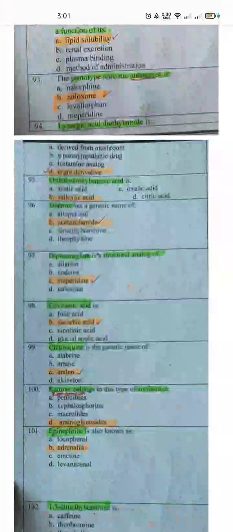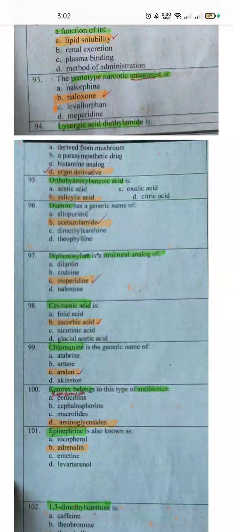Number 102. 1,3-dimethylxanthine is your theophylline. Your caffeine is 1,3,7-trimethylxanthine. Your theobromine is 3,7-dimethylxanthine. And your aminophylline is ethylene diamine salt of theophylline.